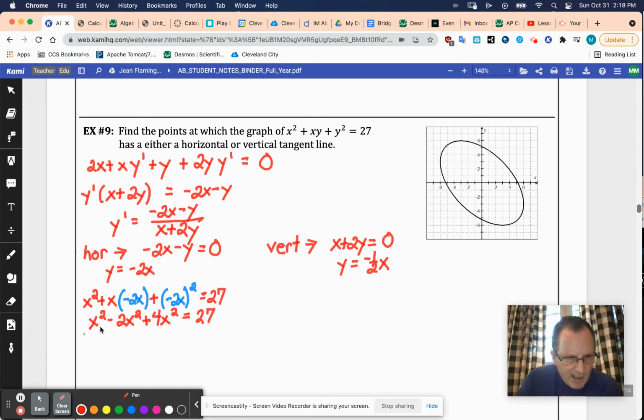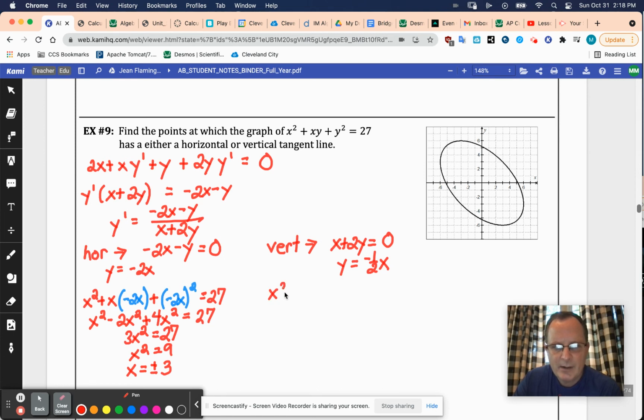So what do we have here? 1 minus 2 plus 4 is 3x squared. So 3x squared equals 27. Now we're rolling. That would be when x squared is equal to 9, and that means x is equal to plus or minus 3. We'll substitute in a second to see exactly what the y's would be. It looks like it's probably going to be 6 and negative 6, but we'll be sure of that. This one is a little bit tougher, but same idea.